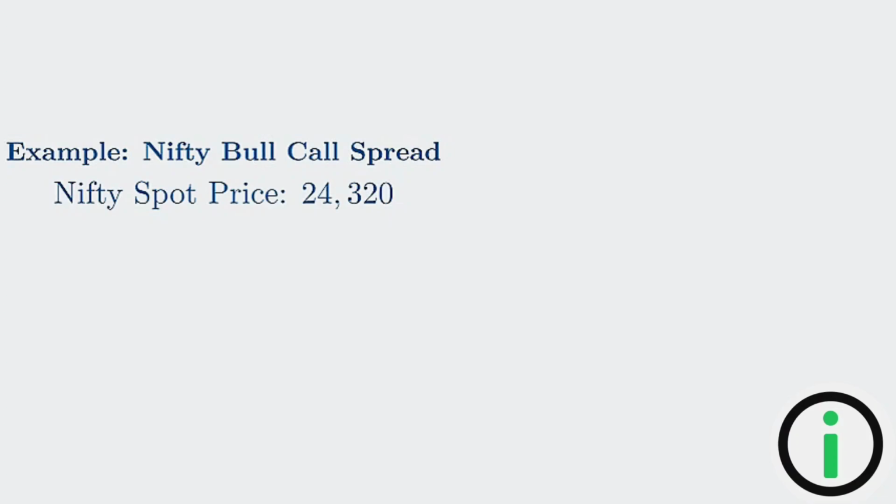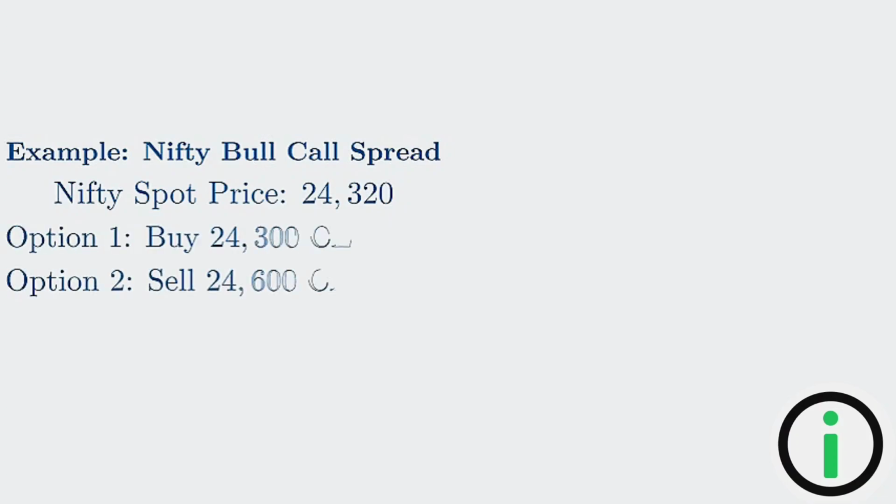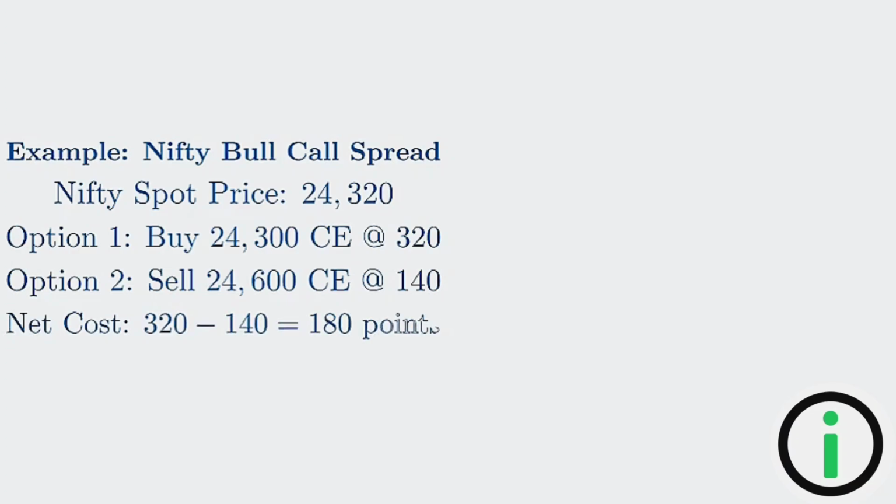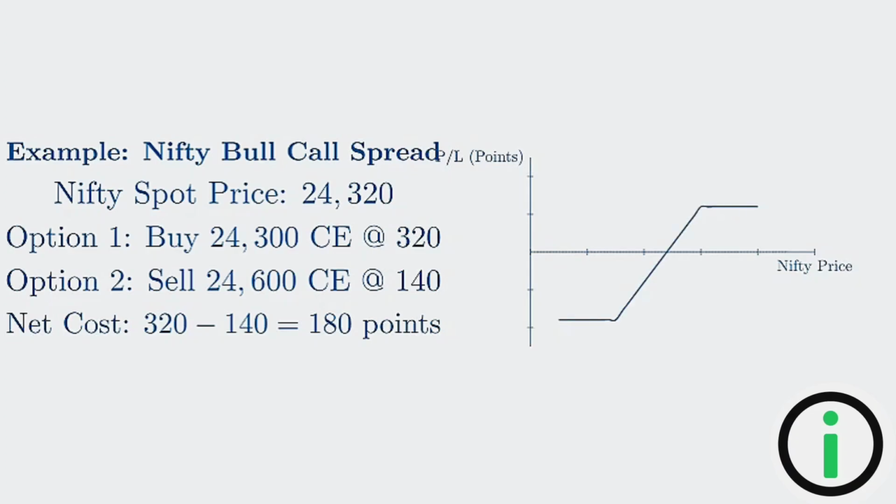Let's look at a Nifty example to see the cost efficiency of a bull call spread in action. Suppose the Nifty spot price is 24,320. We buy a 24,300 call at a 320-point premium and sell a 24,600 call at a 140-point premium. This brings our net cost down to 180 points. If you just bought the 24,300 call, you would pay 320 points. By selling the 24,600 call against it, your total cost drops to just 180 points.